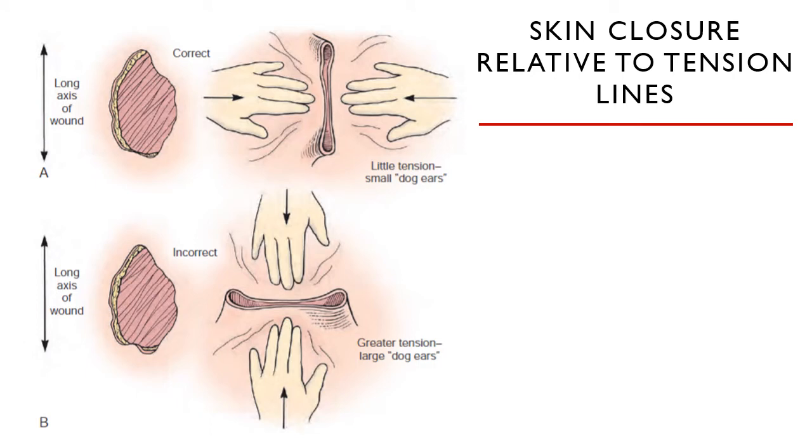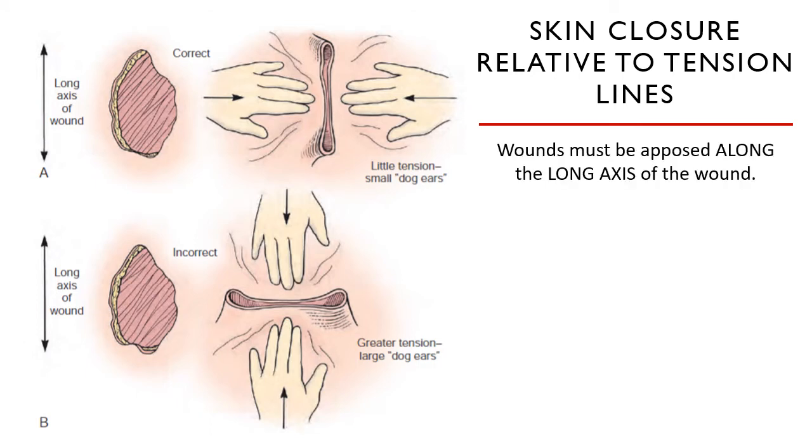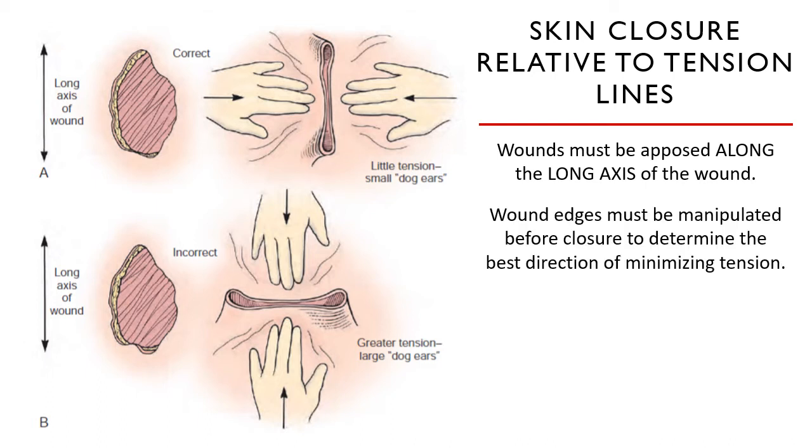In the previous video, we learned how to make surgical incisions relative to the tension lines. Now, we must discuss how to close them. Wounds must be closed or reposed along the long axis of a wound. The wound edges must be manipulated before closure to determine the best direction of minimizing tension.